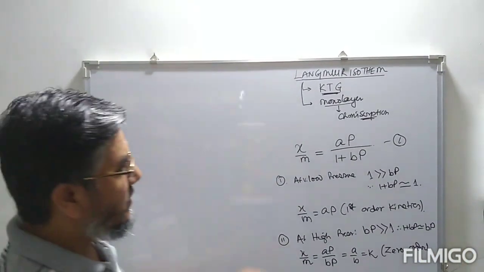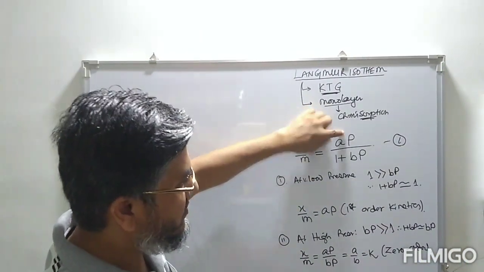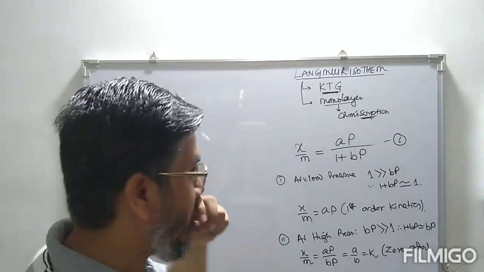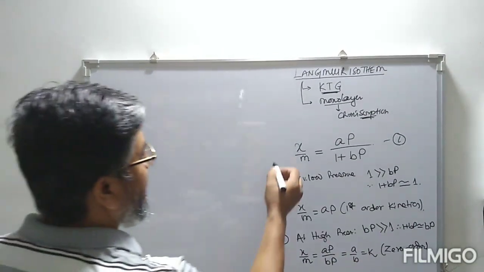At some intermediate pressure, look at this, we have a pressure in the numerator as well as pressure in the denominator. So there is a compromise between these two, so the rate of adsorption is slightly less.